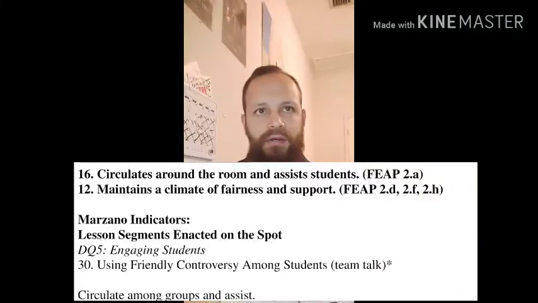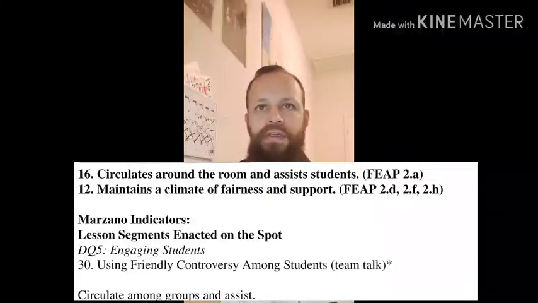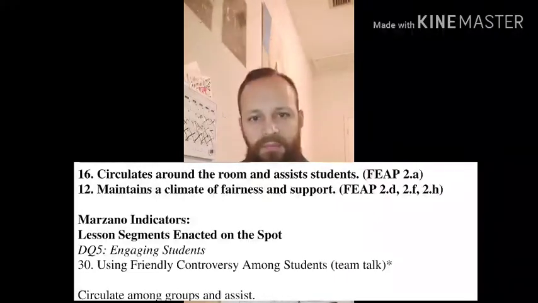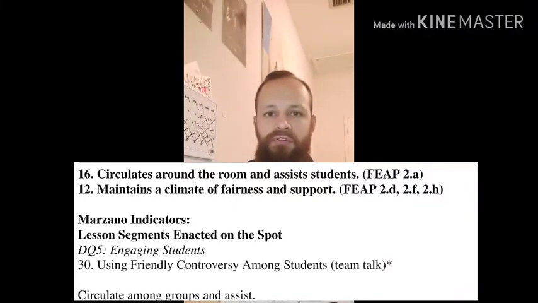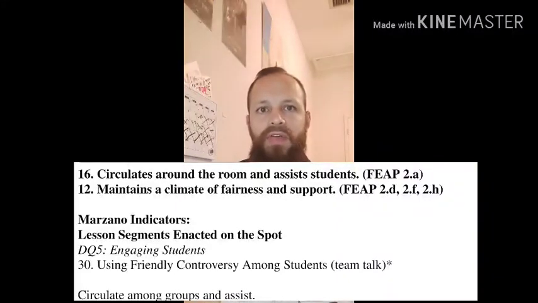another Marzano indicator. Lesson segments enacted on the spot, DQ5, engaging students. Number 30, using friendly controversy among students, team talk. So again, during this sequence, indicator number 16 is being initiated, indicator number 12 is being initiated, and Marzano indicator lesson segment enacted on the spot, DQ5, engaging students, number 30 is being initiated as well.